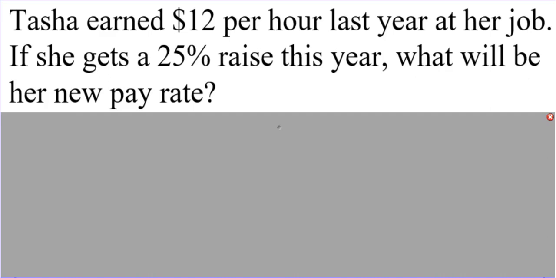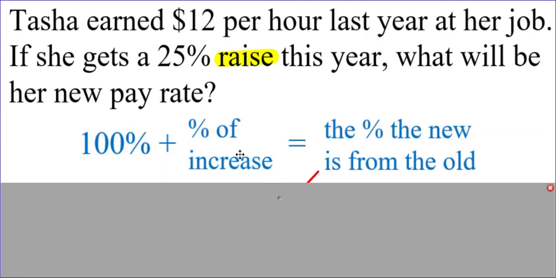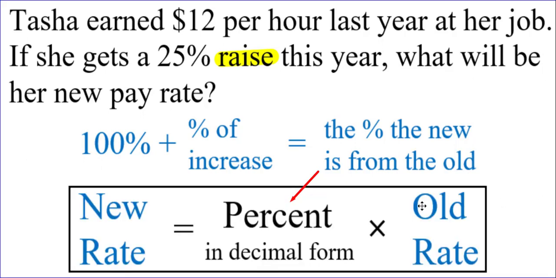Here's an example. Tasha made $12 per hour last year at her job. She gets a 25% raise this year. If she gets a 25% raise this year, what will be her new pay rate? The key word is that it is a raise. That is an increase problem. So we can take 100% plus the percent of increase, and it will give us the percent that the new pay rate is from what it used to be. And then we can use the same formula we used before, except instead of talking about prices, we are talking about pay rates. We get a new pay rate equal to the percent in decimal form times the old pay rate.